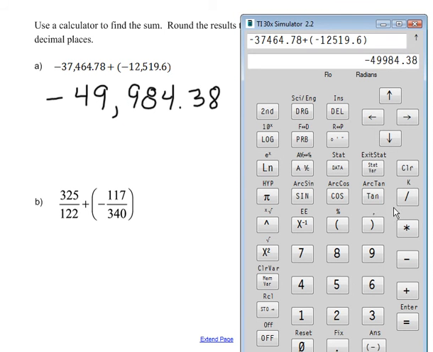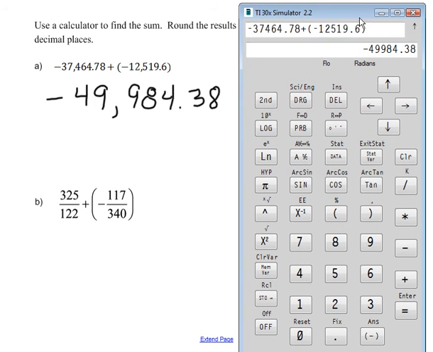Now for our second problem, we've got some fractions going on, so let me readjust my calculator, and we're going to clear this, and we're going to work this fraction problem. So we're going to be using the fraction key. So our first fraction, 325 over 122, so 325. And then we're going to use the fraction key before we put in the denominator, 122.